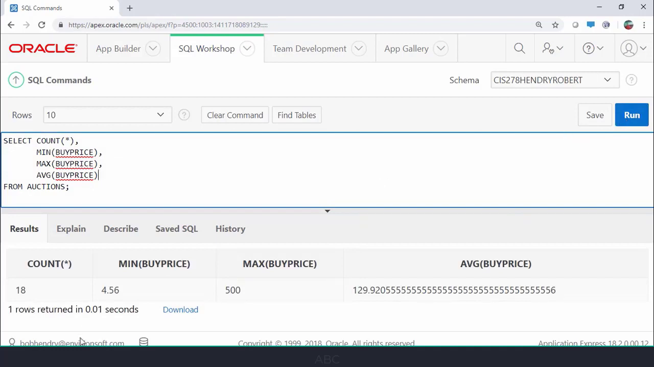So here I have 18 records in my auction table. I have a minimum buy price of $4.56 and a maximum of $500 and an average buy price of $129.92.0555556. And don't worry about rounding for now. Now, you're kind of getting it here.